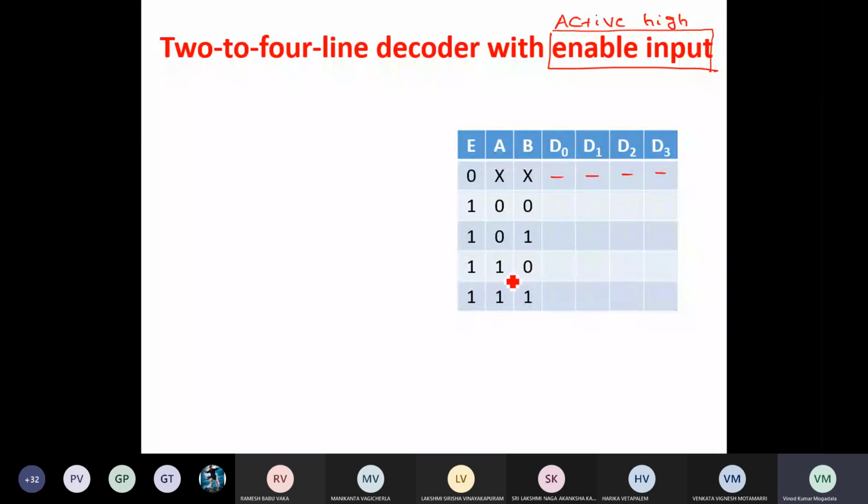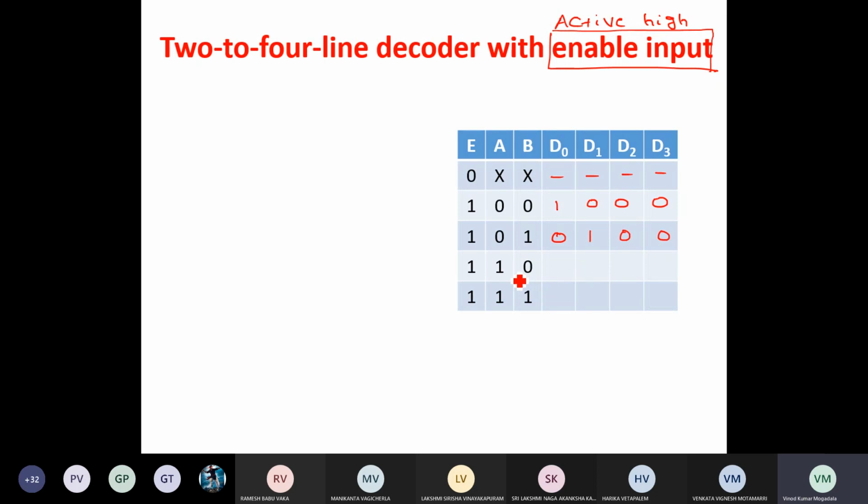For the remaining combinations, the circuit will perform its usual operation. If the enable input is 1, the circuit will perform its usual operation. So for 0, 0, only D0 will be 1 and the remaining are 0, 0. Next, for 0, 1, only D1 will be 1 and the remaining are zeros.